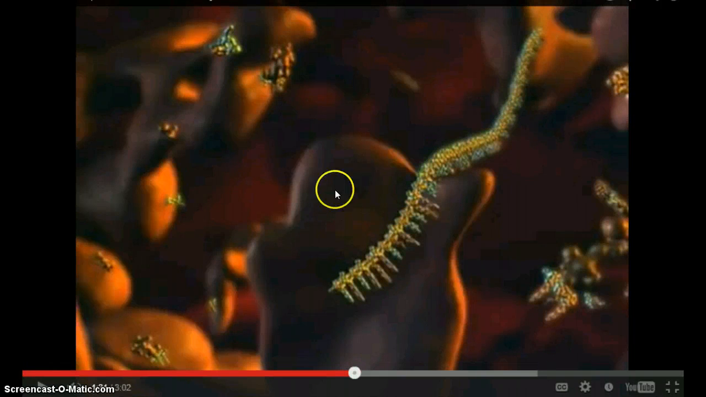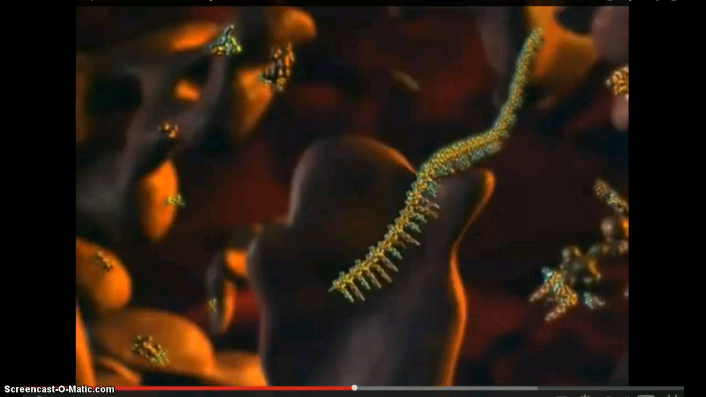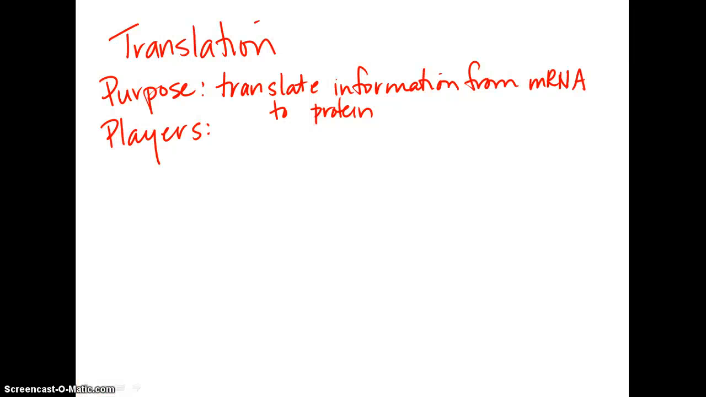All right, and that pretty much ends transcription. The next step is translation, and that's more or less getting that information that has been assembled by the mRNA that has now moved out into the cytoplasm and translating that into a protein. And remember, a protein is a chain of amino acids. So essentially we're wanting to create a chain of amino acids.